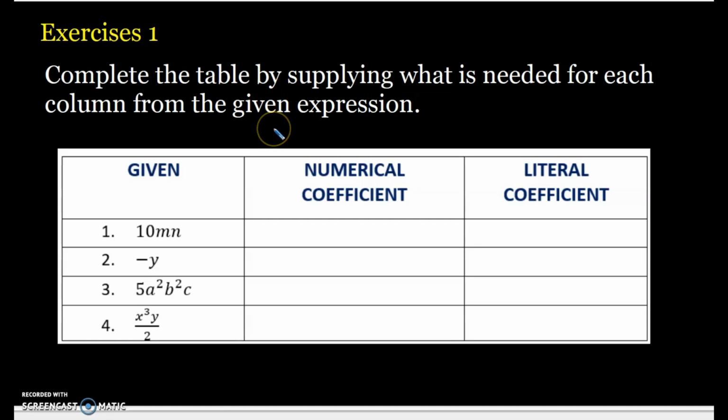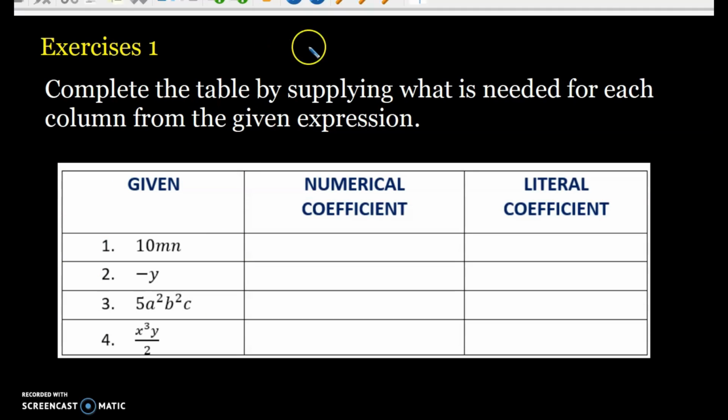This time we will be checking your concepts on how you have understood the definitions of the terms given in the previous slides. So we have here exercise 1. In the first exercise, you just have to complete the table by supplying what is needed for each column from the given expression. In number 1, you're given 10mn.